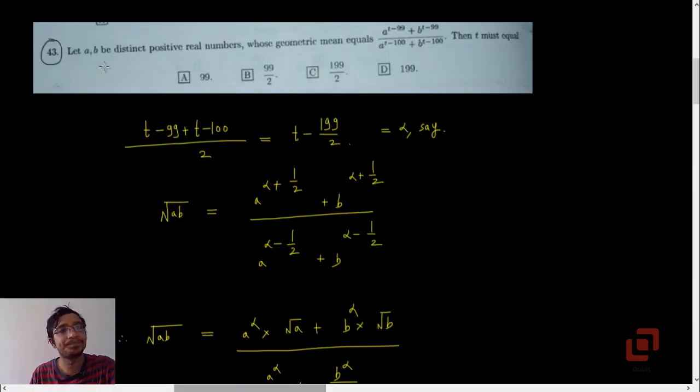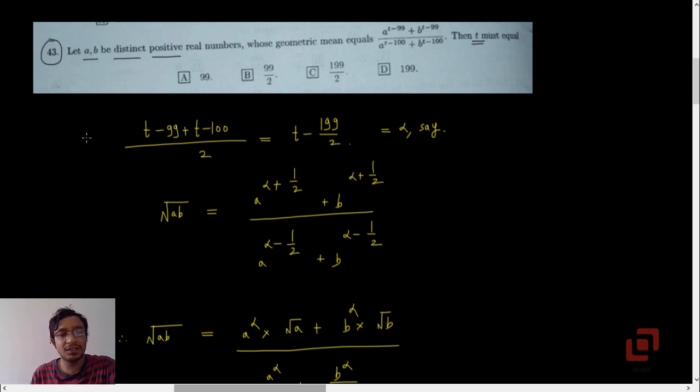Question number 43. Let a and b be distinct positive real numbers whose geometric mean is equal to (a^(t-99) + b^(t-99)) divided by (a^(t-100) + b^(t-100)). Then t must be equal to: 99, 99 upon 2, 199 upon 2, and d, 199.